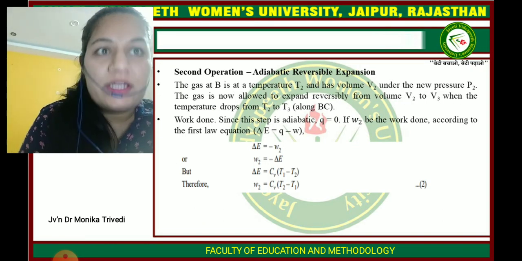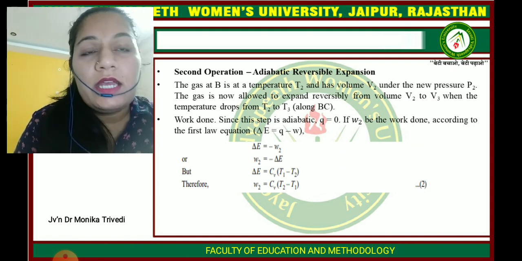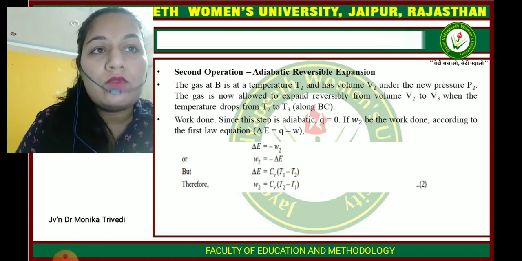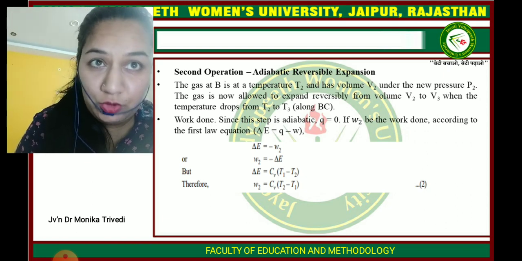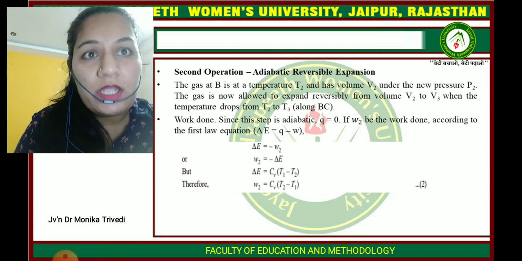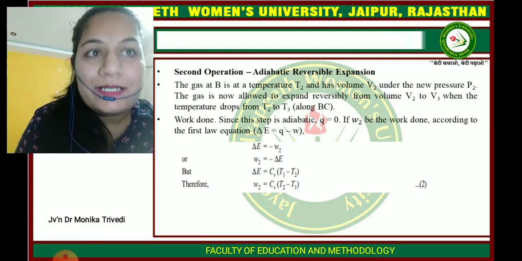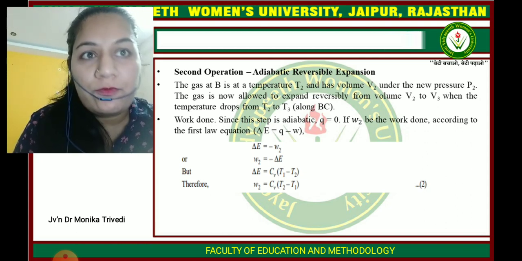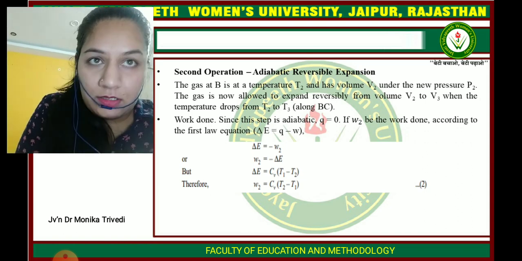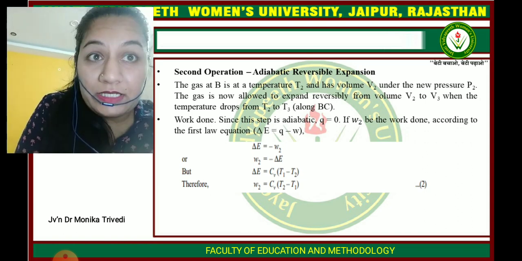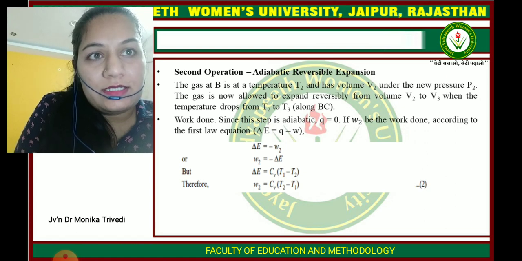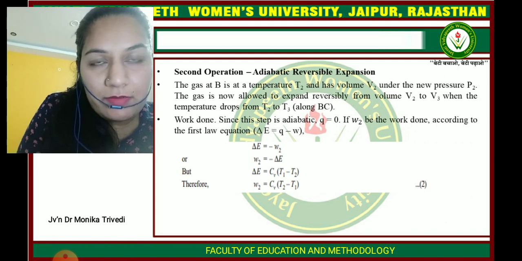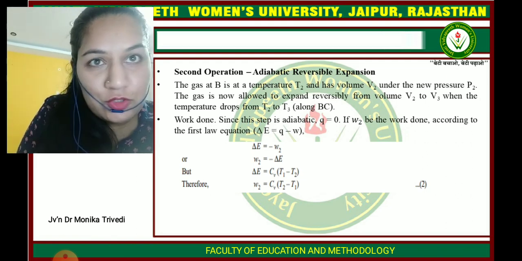The second operation is adiabatic reversible expansion. The gas at point B is at the temperature T2 and has volume V2 under the new pressure P2. There is a pressure change. The gas is now allowed to expand reversibly from volume V2 to V3, when the temperature drops from T2 to T1. The work done is different because this system is adiabatic. So for the adiabatic system, Q is equal to 0.